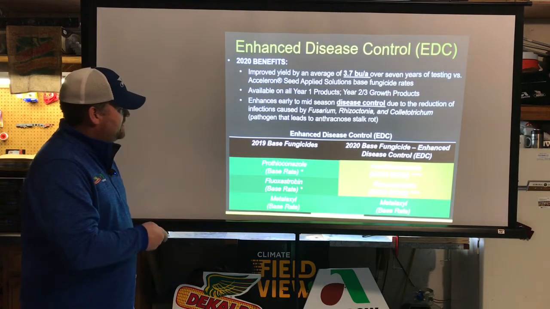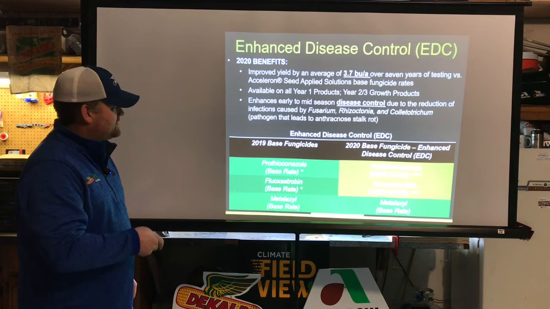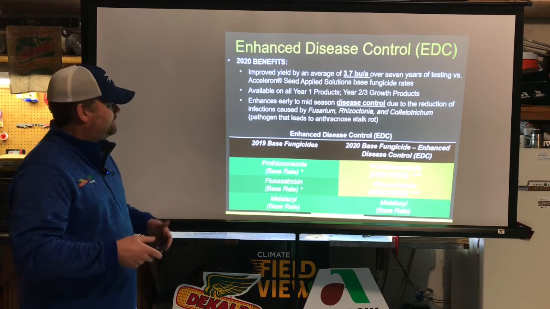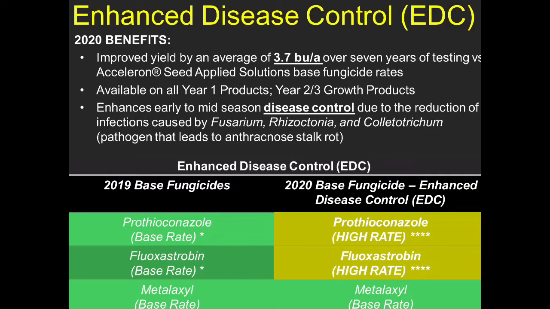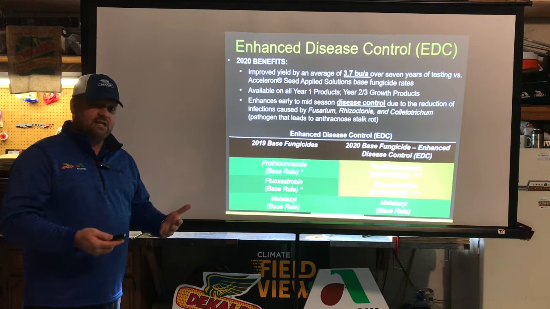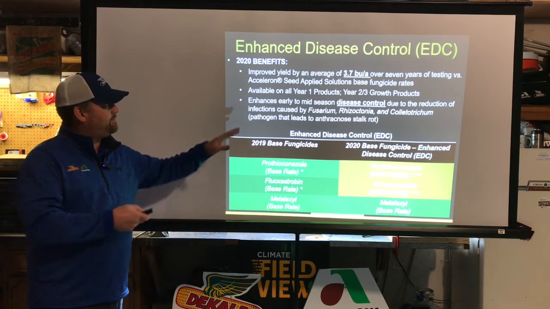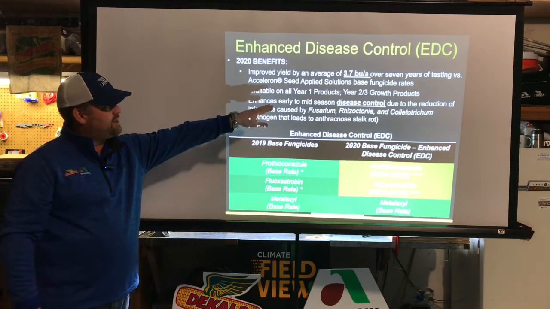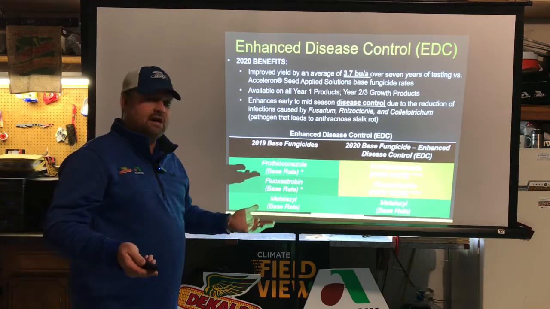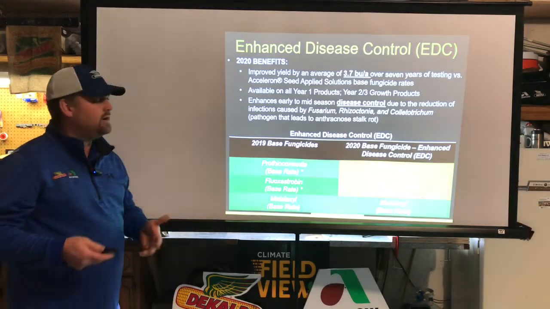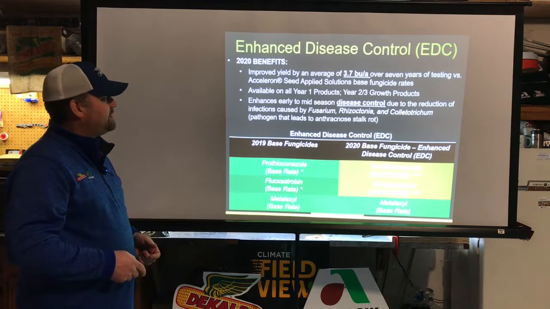If you look down here, the base fungicide packages that we have are prothioconazole, fluoxastrobin, and metalaxyl, all at what we call our base rates. With the Enhanced Disease Control, we're looking at a higher top end rate of the prothioconazole and the fluoxastrobin on top of the base rate of metalaxyl. So again, adding this in is at no additional cost. If the product that you have on your farm fits the year 1, year 2, or year 3 growth products, this is coming as an addition at no extra cost to you, just for being a loyal DeKalb Asgrow customer.